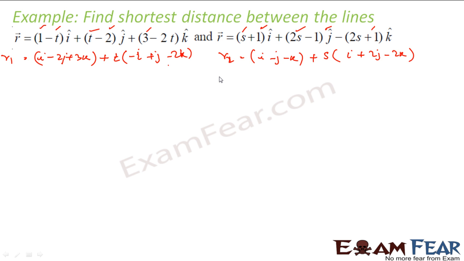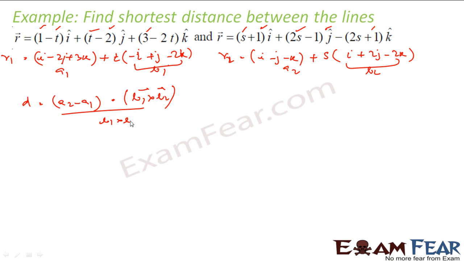First thing is, are these lines parallel? No, they are not parallel. You see, these lines are not parallel, because this guy and this guy are not parallel. So the same thing I have to use. This is A1, this is B1, this is A2, this is B2. Use the same formula: d is equal to (A2 minus A1) dot (B1 cross B2) by the magnitude of B1 cross B2.